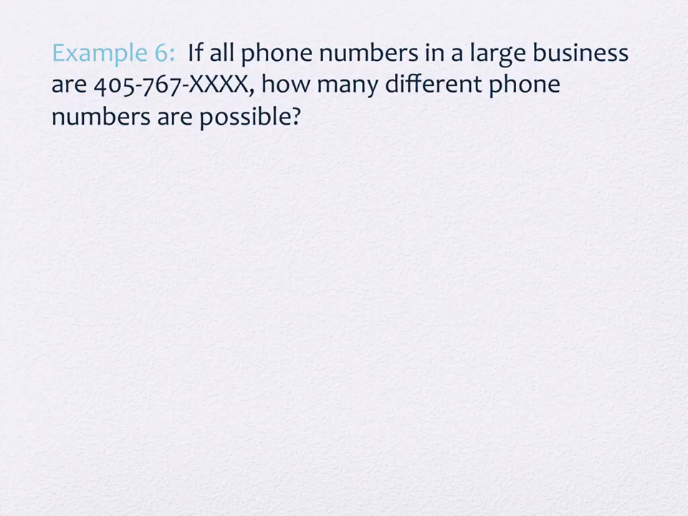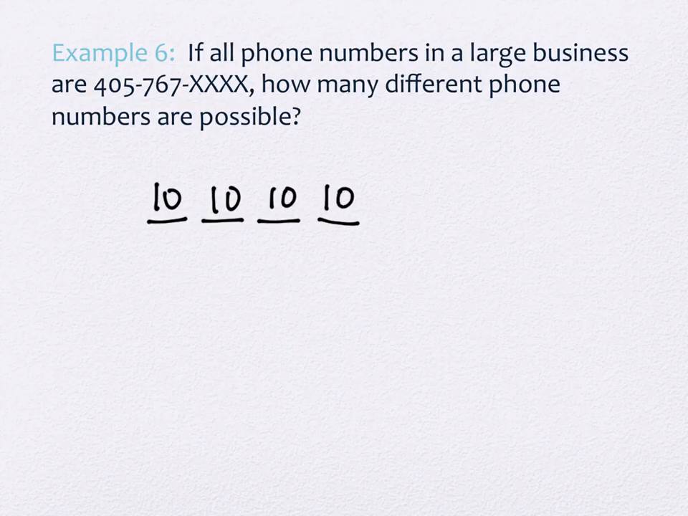There's 10 numbers, 0 through 9, right? We have 10 choices in each one of those places. This problem is a fundamental principle of counting problem, and the reason is because I can use that number again and again and again.